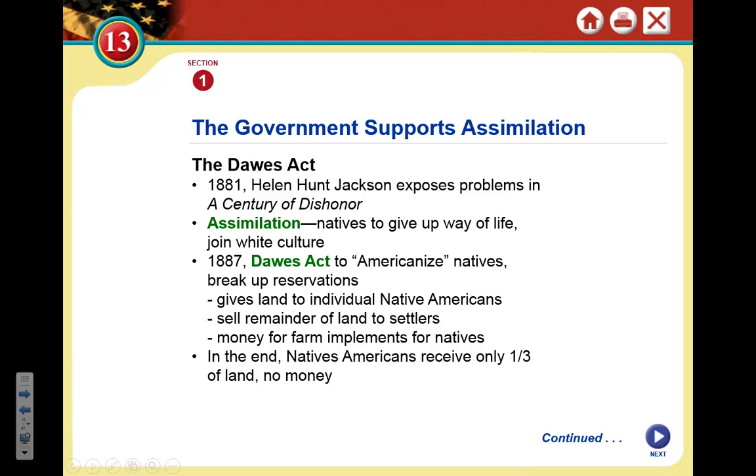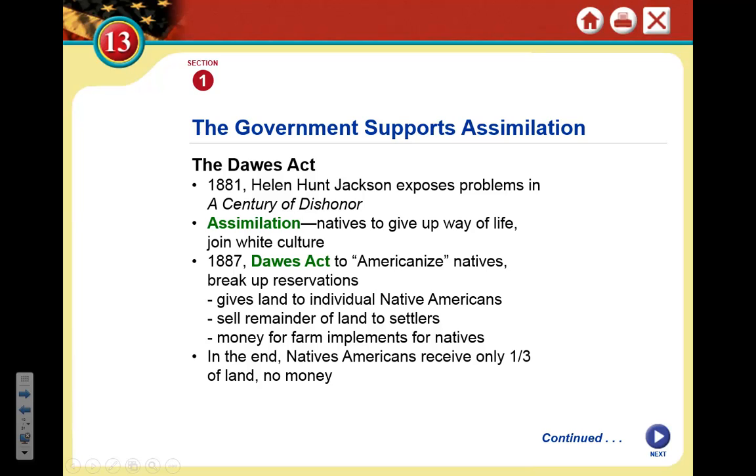The government supports assimilation. The Battle of Wounded Knee. Why did assimilation fail? To deal with the Native American problem, the U.S. government adopted a plan of assimilation. In this plan, Native Americans would give up their beliefs and culture and become part of white culture. To push assimilation, Congress passed the Dawes Act in 1887. The act broke up reservations and gave some of the land to each Native American family for farming.